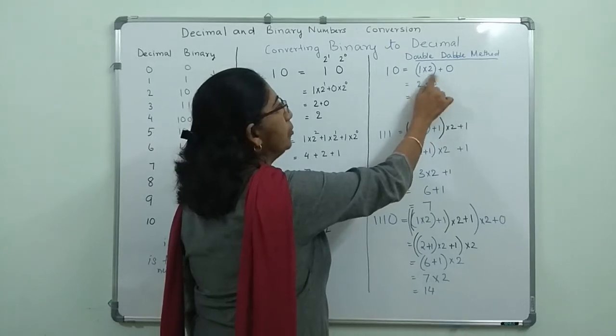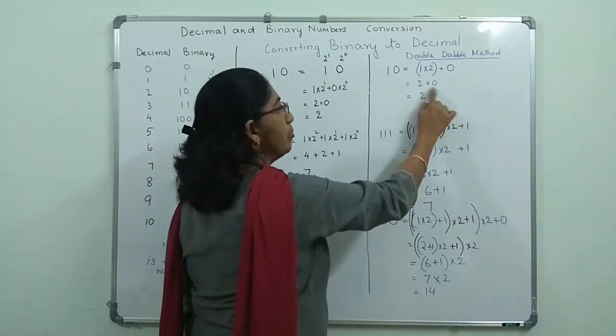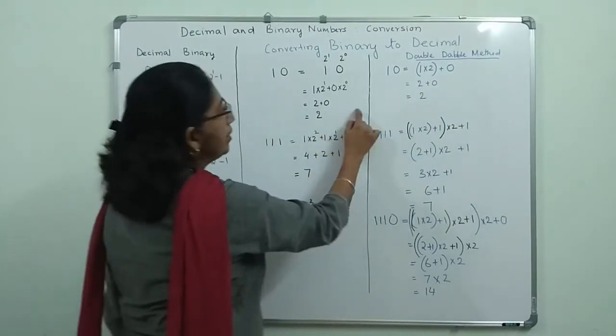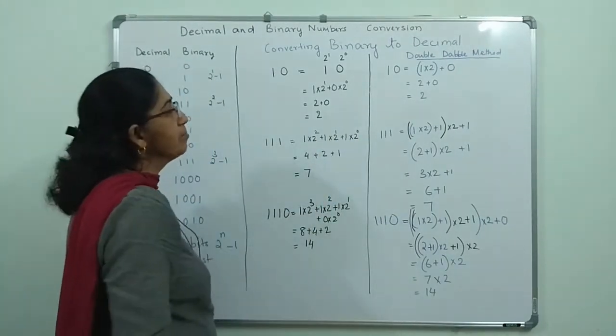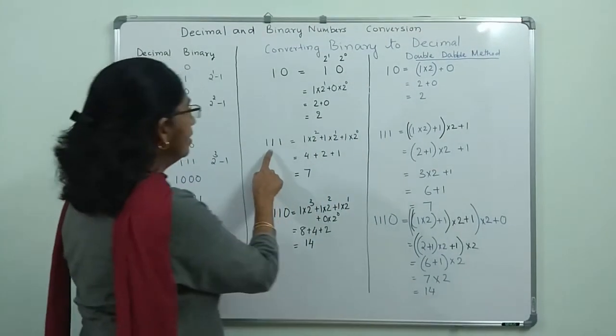So that is 1 into 2 plus 0. That is 2 plus 0, value 2. The same you get here. Two different methods. Now let us take the next example.